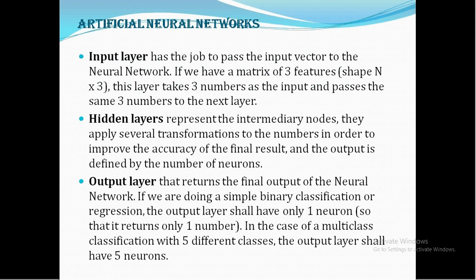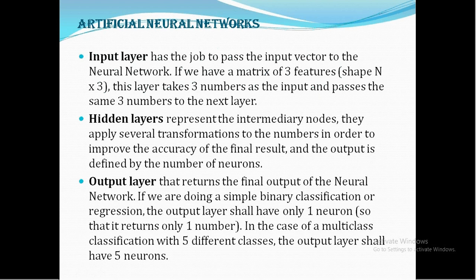The input layer has the job of passing the input vector to the neural network. If we have a matrix of 3 features, that is shape n by 3, this layer takes 3 numbers as input and passes the same 3 numbers to the next layer. Now come to the hidden layer. It represents the intermediary nodes. They apply several transformations to the numbers in order to improve the accuracy of the final result. And the output is defined by the number of neurons.